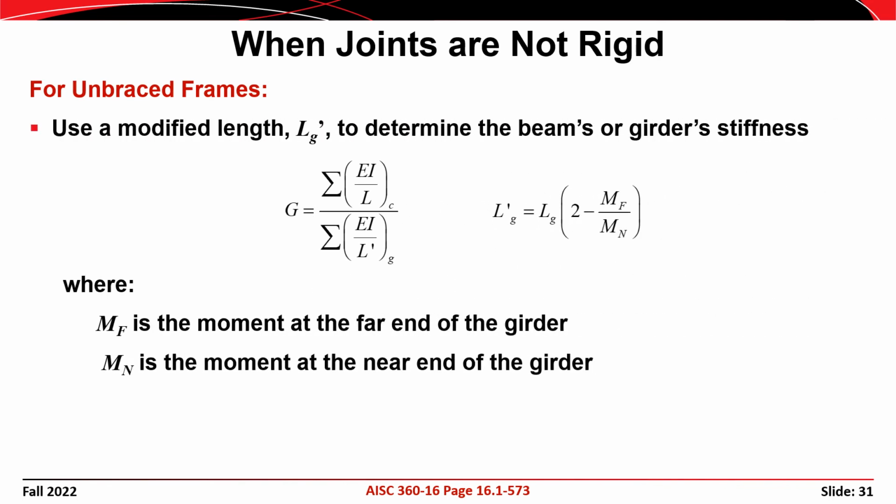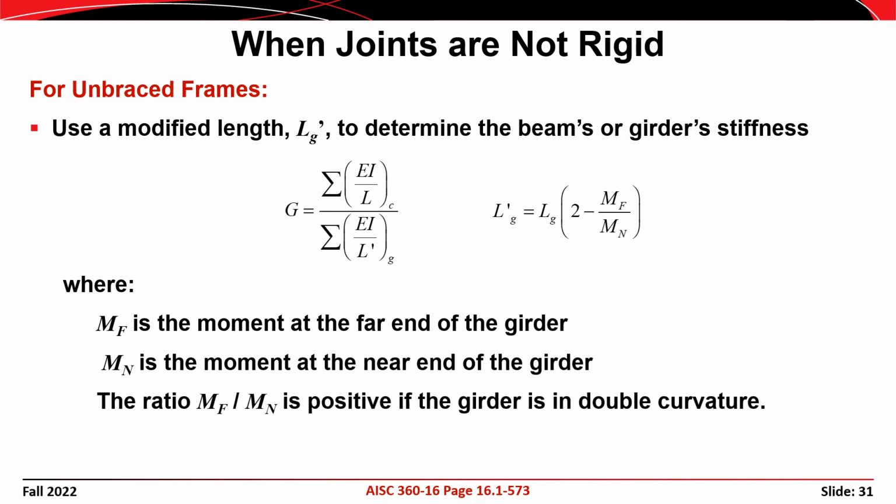For unbraced frames, the approach is to use a modified length, L sub G prime, to determine the stiffness of the girder. The equation for L sub G prime is based on the ratio of the moment at the far end, M sub F, to the moment at the near end, M sub N. The ratio of M sub F to M sub N is taken as positive if the girder is in double curvature, like it would be under a lateral load, and is taken as negative if the girder is in single curvature, as it would be under gravity load.